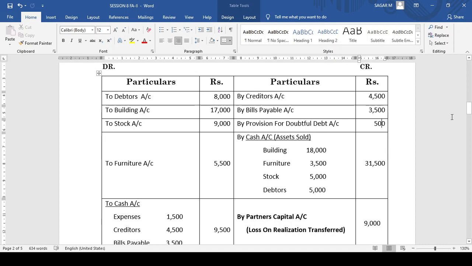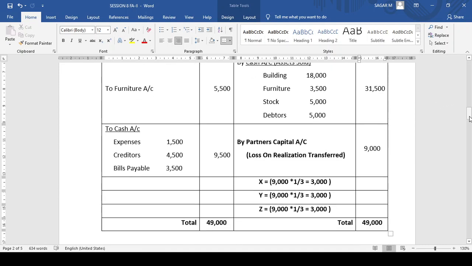So to cash account on the debit side. First one is for dissolution expenses 1,500. Then payment to creditors 4,500 and bills payable worth rupees 3,500. So total payment made is rupees 9,500. After all the entries considered for the realization, we need to make a total. If you compare the total of debit and credit side, the debit side total is more, it's coming to nearly 49,000 rupees.